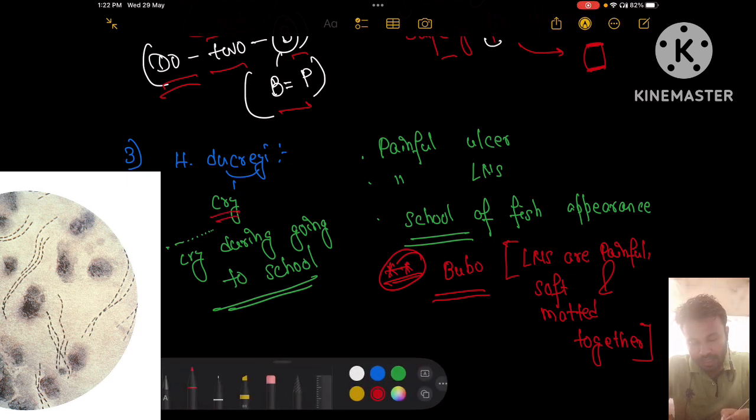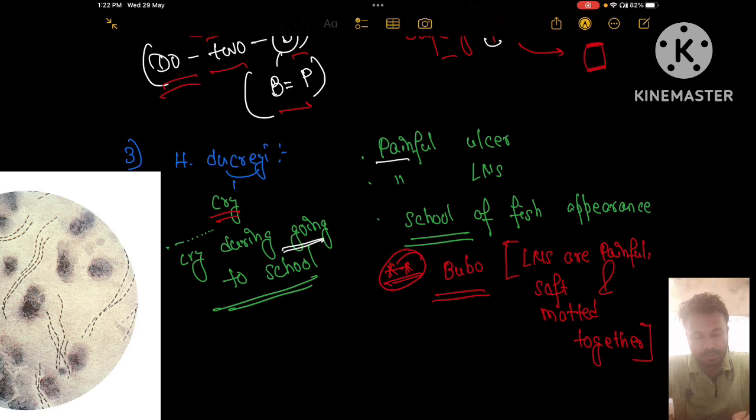So, how can we remember Haemophilus ducreyi? Ducreyi, cry. So, cry during going to school. Painful ulcer, painful lymph nodes, school of fish appearance is an important point to be remembered in case of Haemophilus ducreyi. This is bubo. Lymph nodes are painful, soft, matted together.